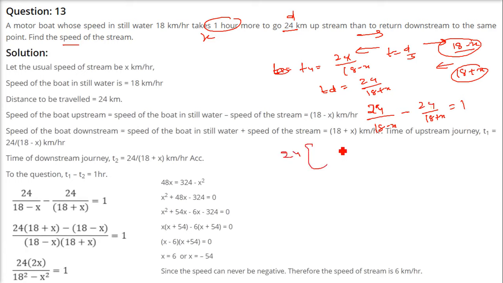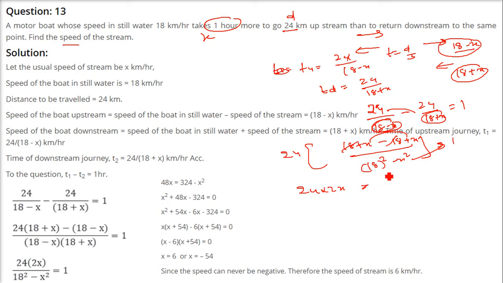So you can take 24 common. 18 plus x goes here, and minus 18 minus x. This is 18 plus x, 18 minus x, a plus b, a minus b, so I'll just use a square minus b square. Take this here, and 18 cancels. You have x plus x as 2x. 24 into 2x is equal to 18 square, 324, minus x square. So this will be 48x. Now bring these two here. So x square plus 48x minus 324 equal to 0.